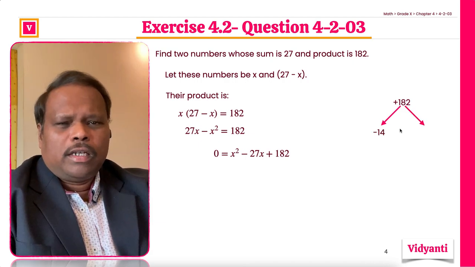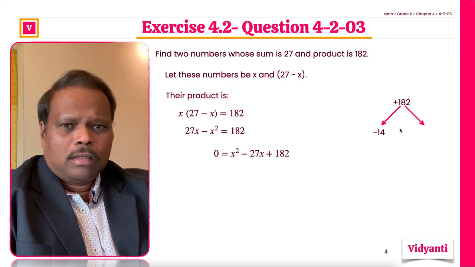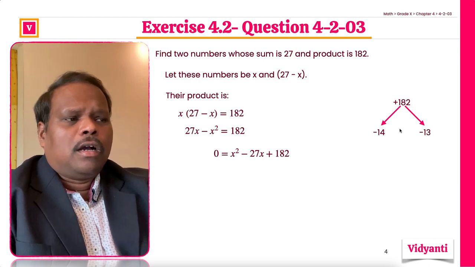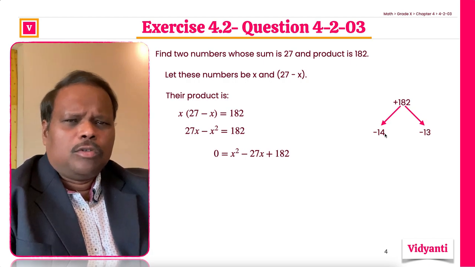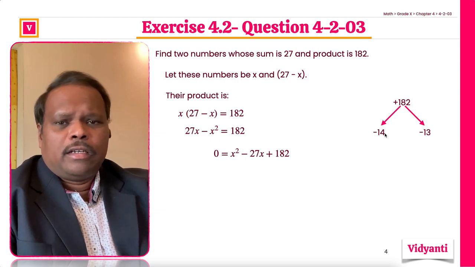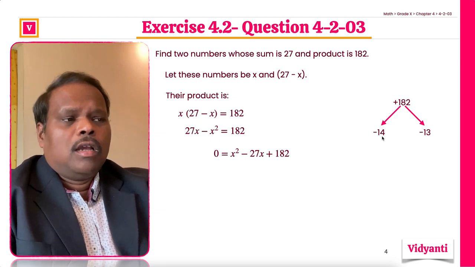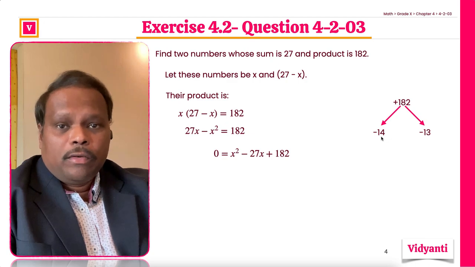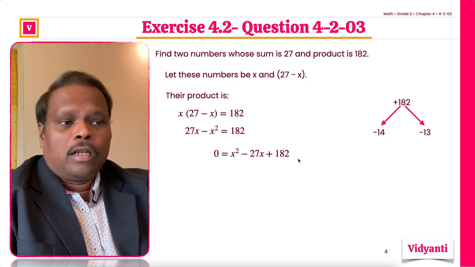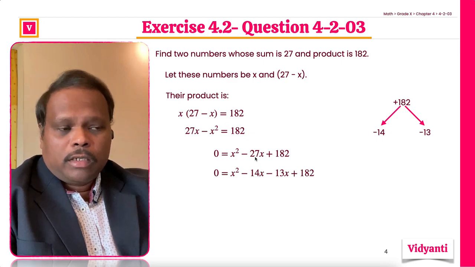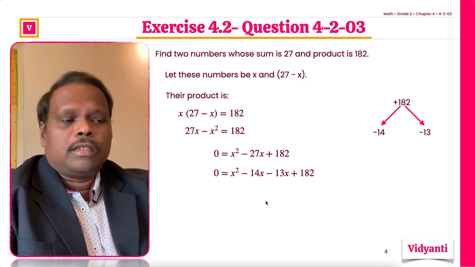Now I know this is a little bit tricky. It's very difficult. You might have to do some trial and error, some permutation combination, but the factors will be negative 14 and negative 13 such that their combination will be the middle term. So I can split the middle term, negative 27x, as minus 14x and minus 13x.